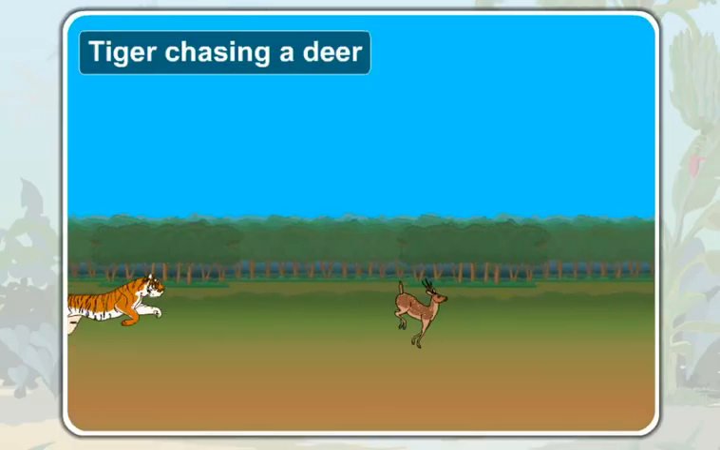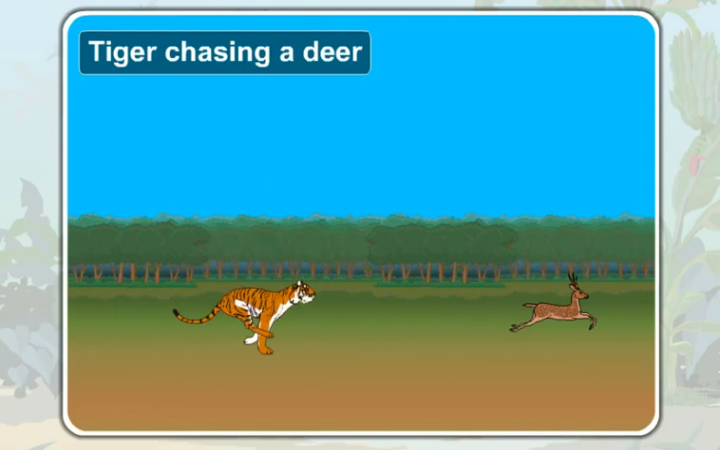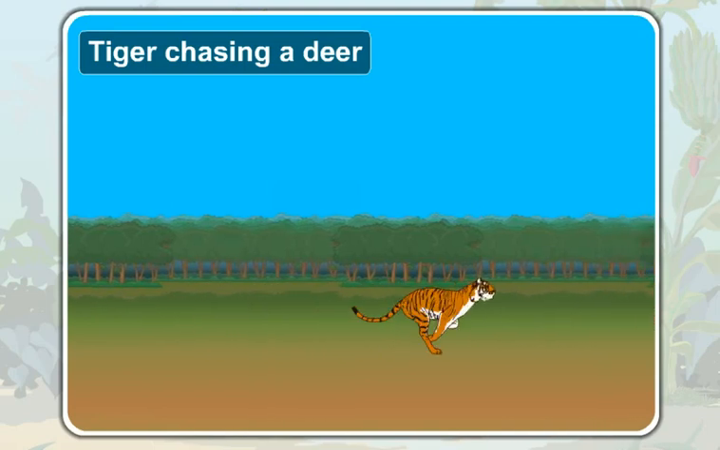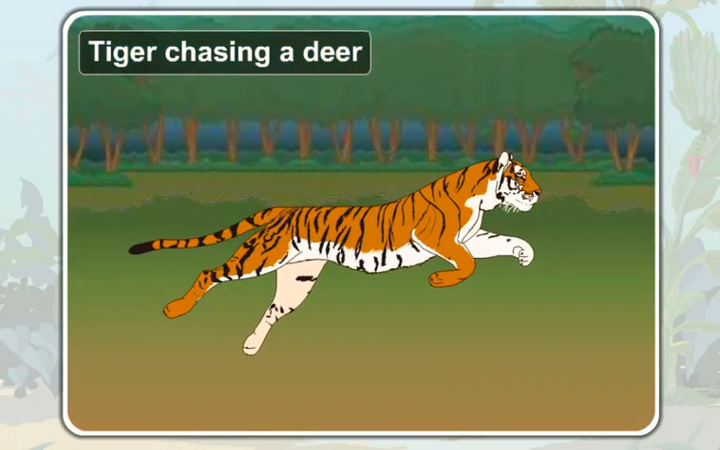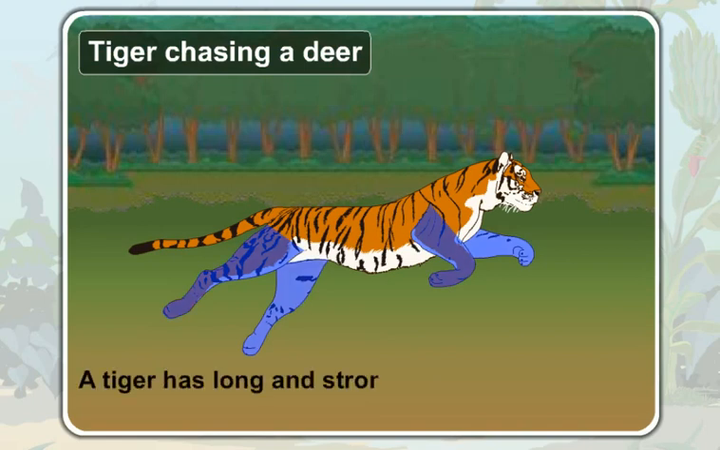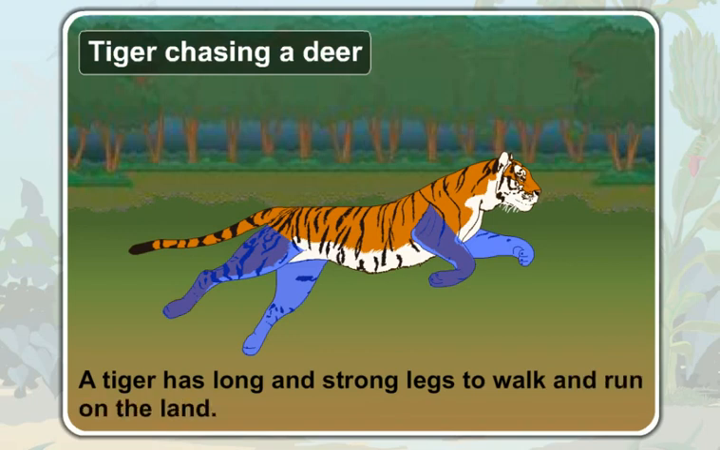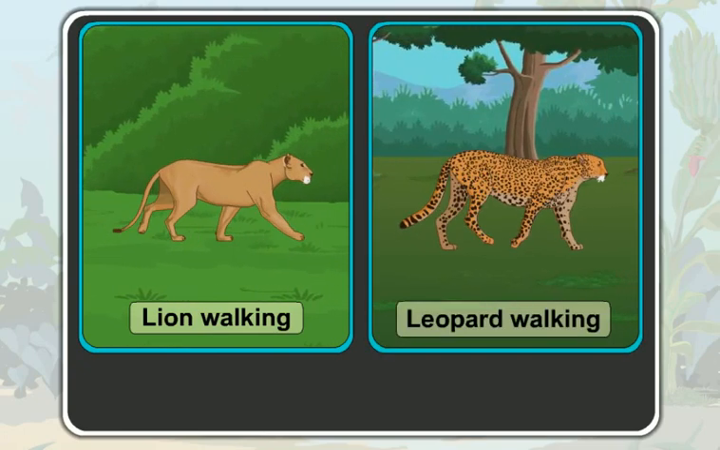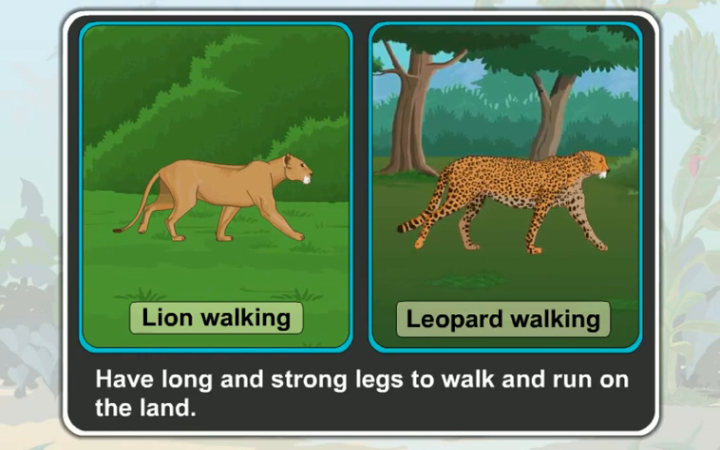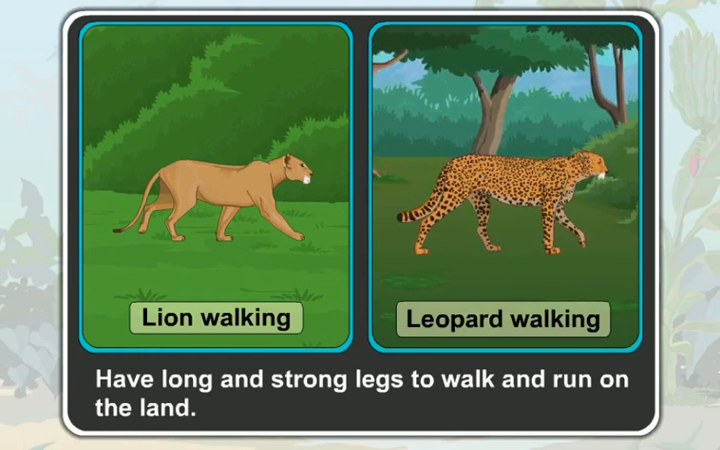Students, you all know that a tiger has to chase and run after these animals before it kills them. A tiger has long and strong legs to walk and run on the land. Similarly, animals like the lion and the leopard also have long and strong legs to walk and run on the land.